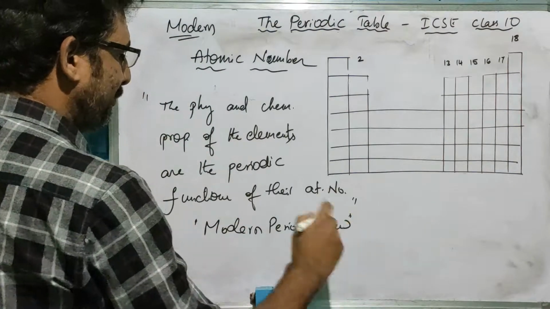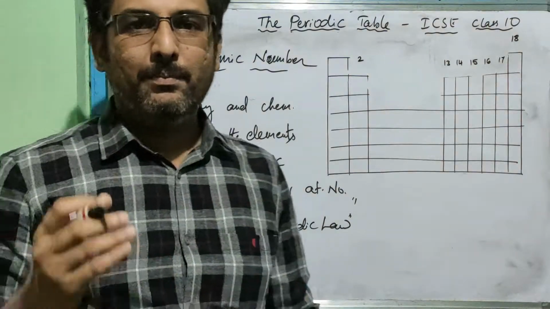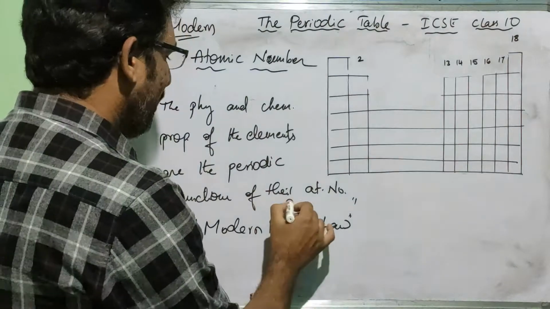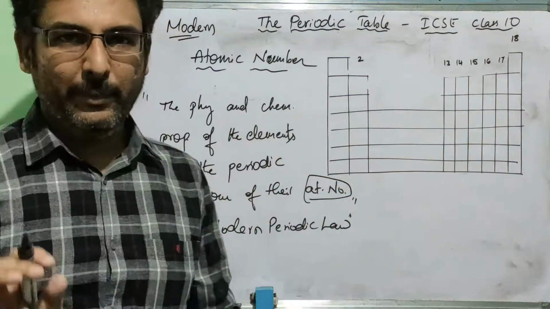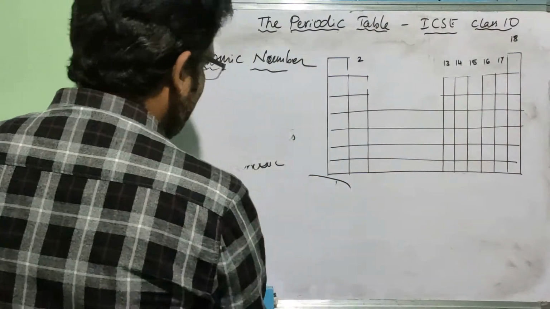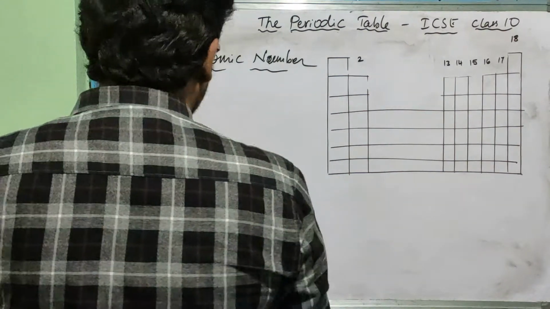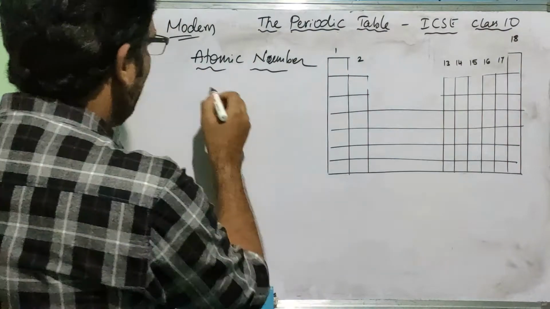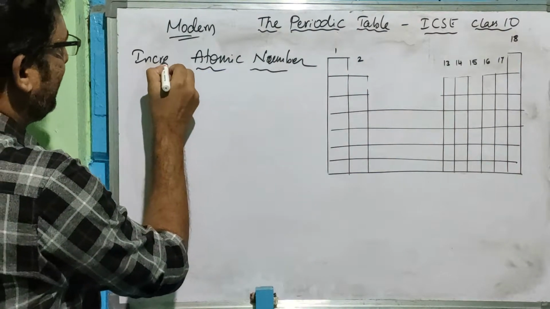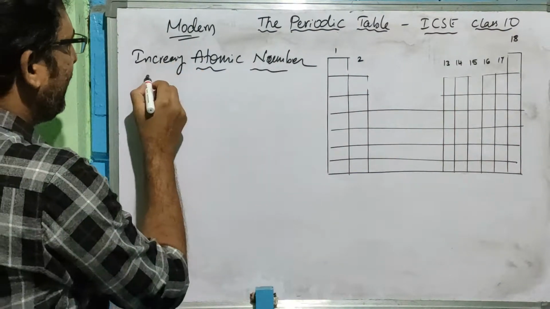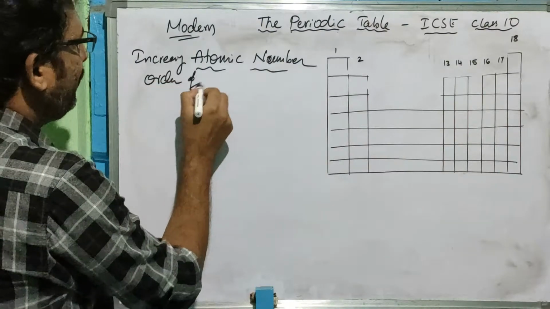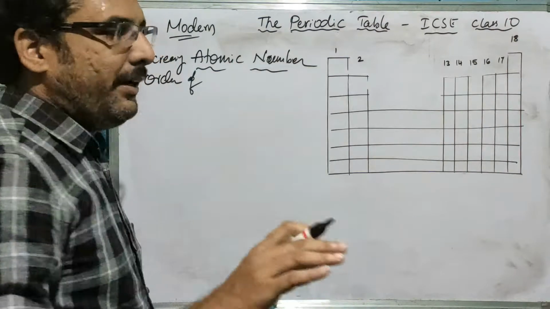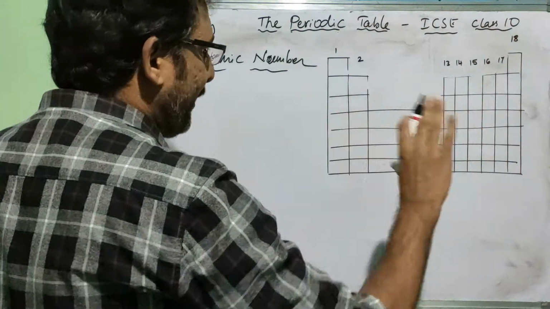As per this, the physical and chemical properties of the elements are the periodic functions of the atomic number of that element. And in this periodic table all the elements are arranged in the increasing order of their atomic number. So let's see how these elements are arranged in this periodic table.